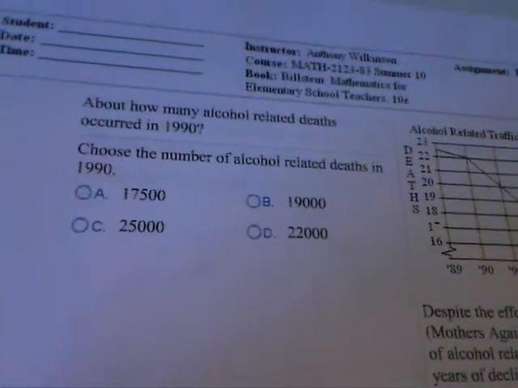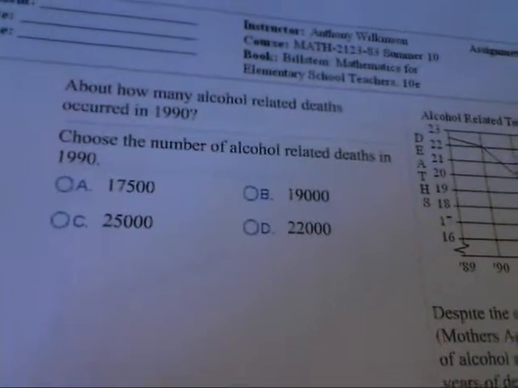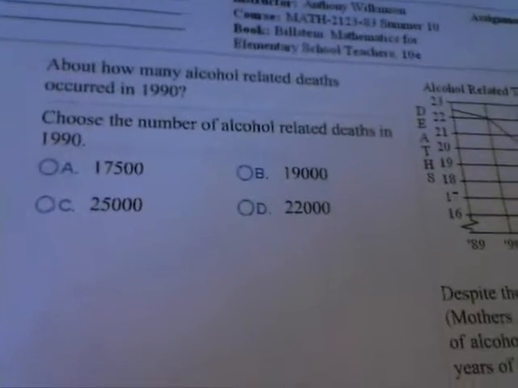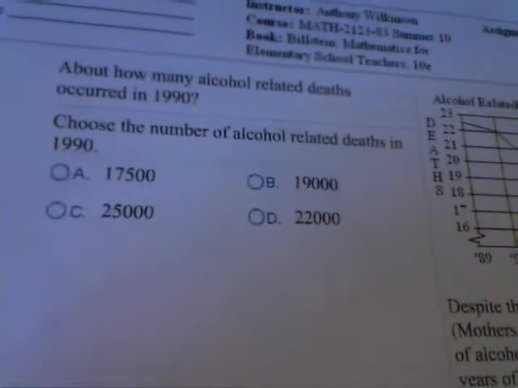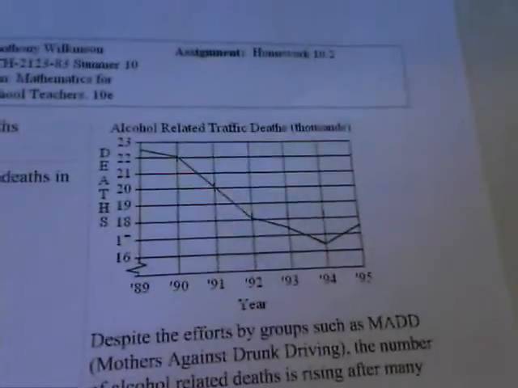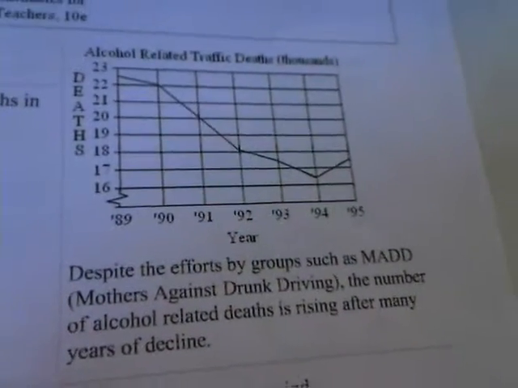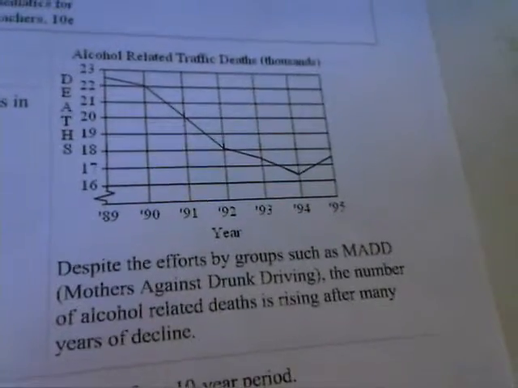Some of the homework problems that are in section 10 too, like this one. About how many alcohol-related deaths occurred in 1990? And we're to choose the number of alcohol-related deaths that were in 1990. Okay, and that's looking at this particular chart right here, or this broken line graph.